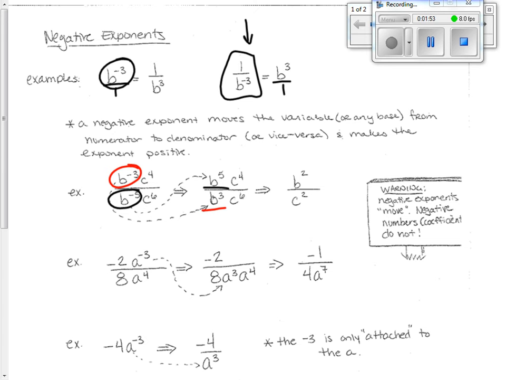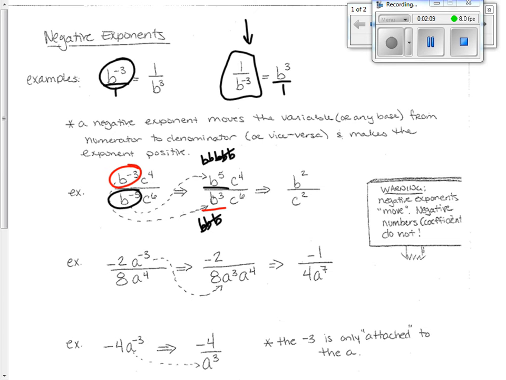But then we follow the same rules that we had before. I've got 5 b's on top, and I've got 3 b's on the bottom. So these 3 b's are going to cancel out with those 3 b's, and I end up with b to the second on top. There's 2 b's left on top.